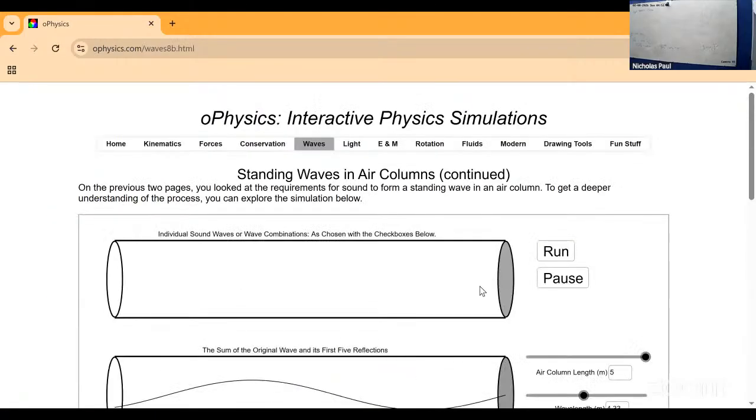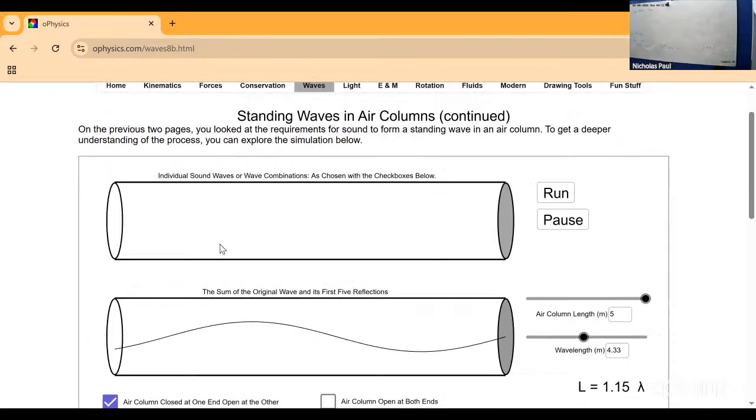Last one. Have you ever blown into a bottle and heard a loud sound? That loud sound is the stationary or resonant sound. If you blow into a bottle at the right frequency, you hear a loud sound. That is your resonance.